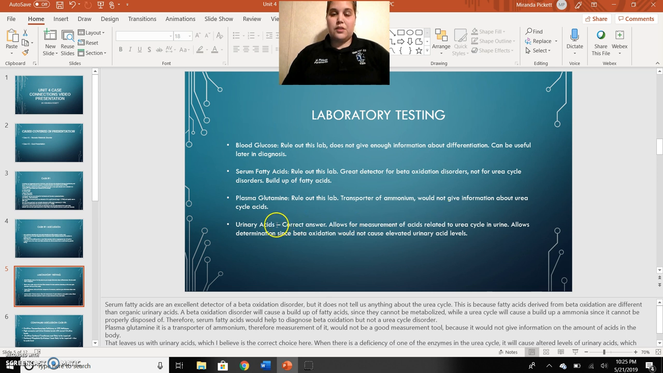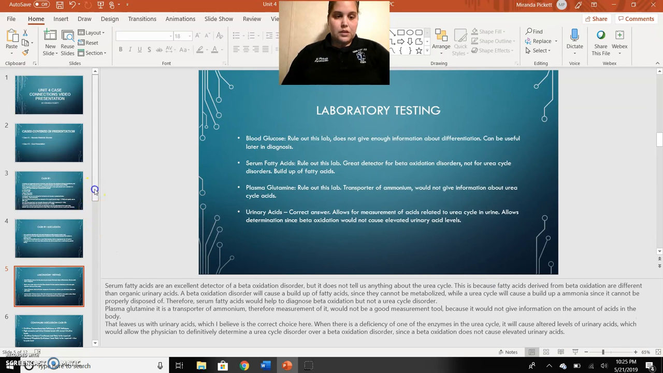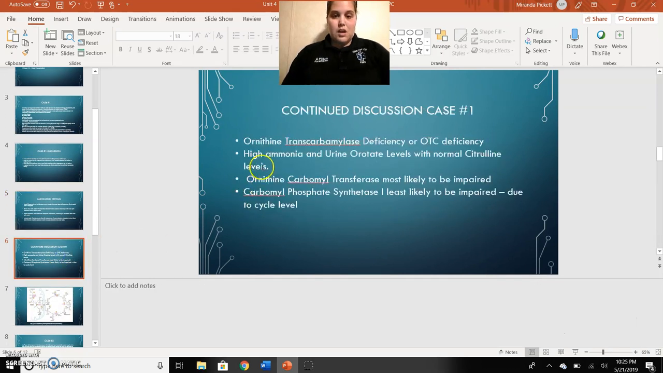Which leaves us with the correct answer, I believe, being urinary acids. This allows for the measurement of acids related to the urea cycle. Therefore, it would give us basically a determination of how the urea cycle is functioning in the newborn's body. And since beta oxidation disorders would not cause elevated urinary acid levels, it also allows us to rule that out. Moving on here.